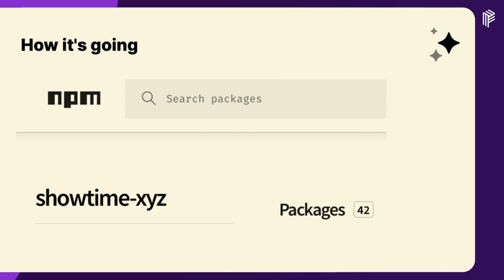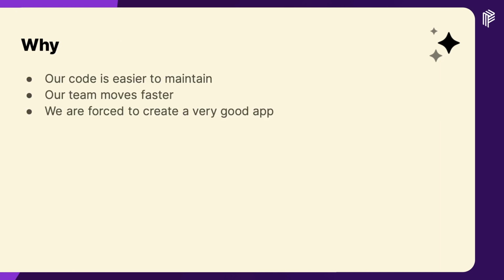And how it's going, we just published last week under the showtime.xyz namespace 42 components on NPM. So you can right now use the components I just shared, the view, text, and you will see pretty soon a bunch of very useful components. You will just say like, but why do you even need a universal app?